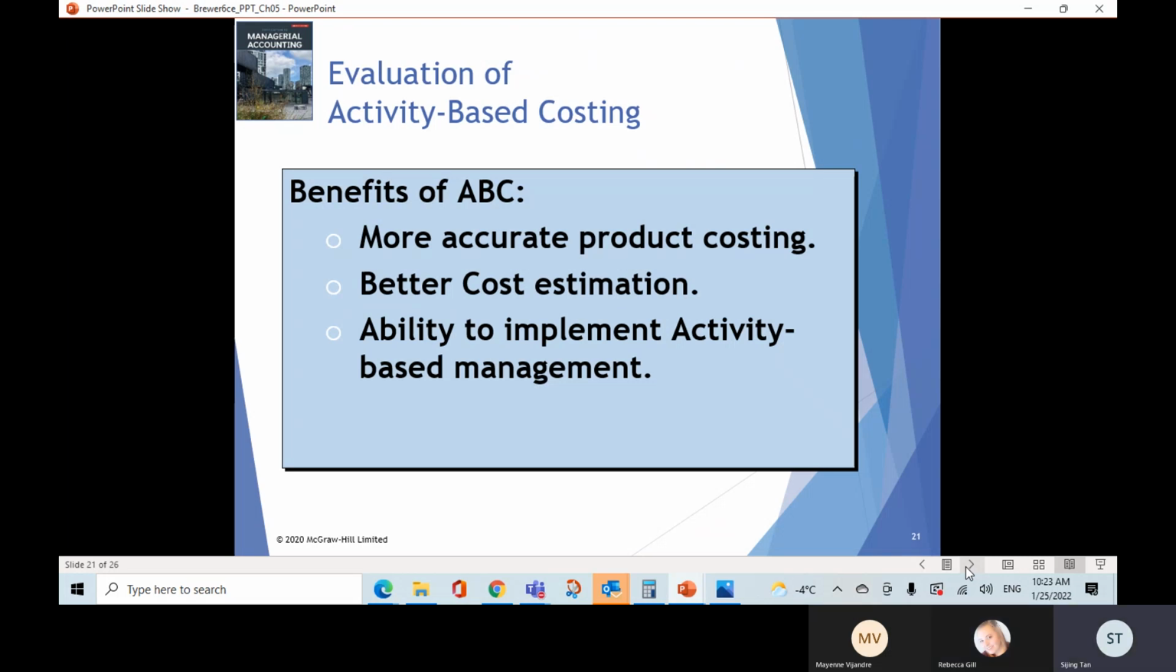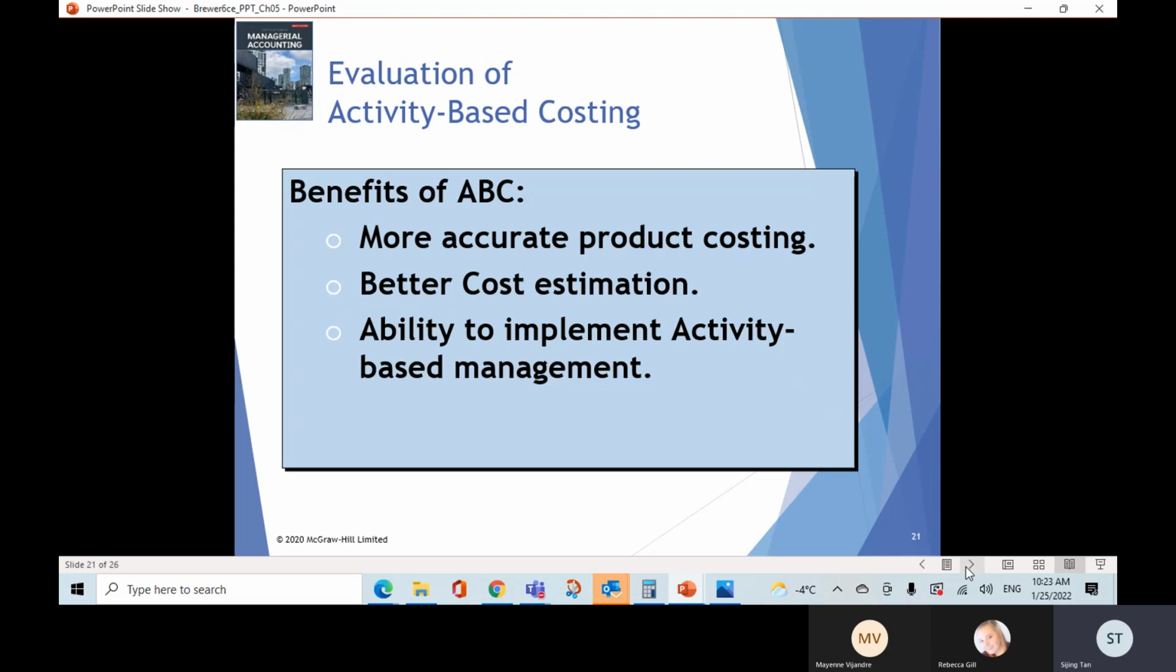Some activity measures may be unit level in nature, but importantly, others will be batch level, product level, or facility level in nature. So the one we just talked about, the production ordering, that was batch level, right? ABC also assists with better cost estimation. Increased accuracy in overhead allocation means that companies can do a better job of estimating costs. Activity-based costing can be a valuable tool in providing relevant cost information to managers, in identifying the target cost, and also in monitoring a company's progress toward achieving the target costs.